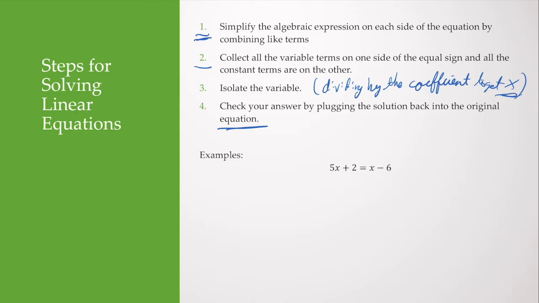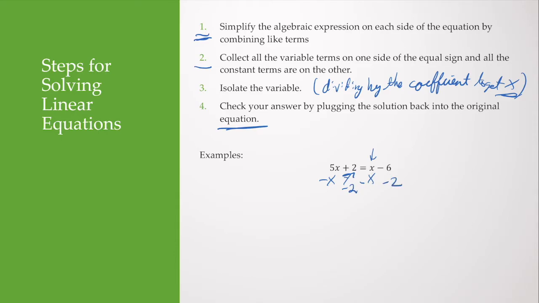Well, I can't do that anymore. But I can move my variables all to one side. So if I've got an x on this side, to take it away and move it to the other side, I would subtract an x. And I've got a 2 on this side. I could subtract 2 from both sides.